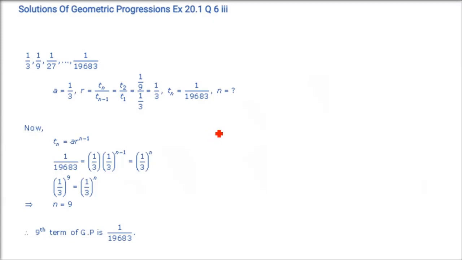Which term of the series 1 by 3, 1 by 9, 1 by 27 is 1 by 19683? The previous 2-3 questions which we did were NCERT questions. This is also an NCERT question. So we have 1 by 19683. Again, you need to find out what power of 3 gives you this 19683.